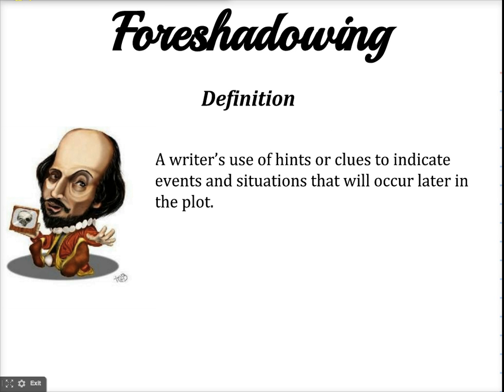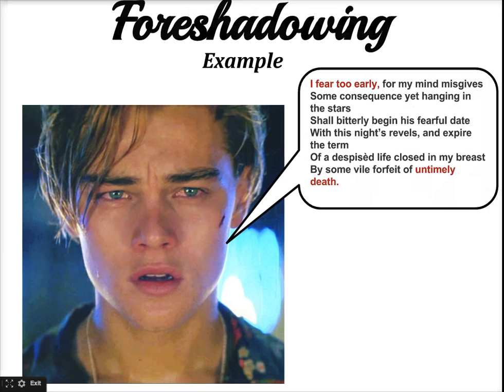The next term is foreshadowing, and most of you know what that is. It's the writer's use of hints or clues to indicate events and situations that will occur later in the plot. So an example of foreshadowing would be when Romeo, right before he goes to the party, stops and says he fears something bad is going to happen.